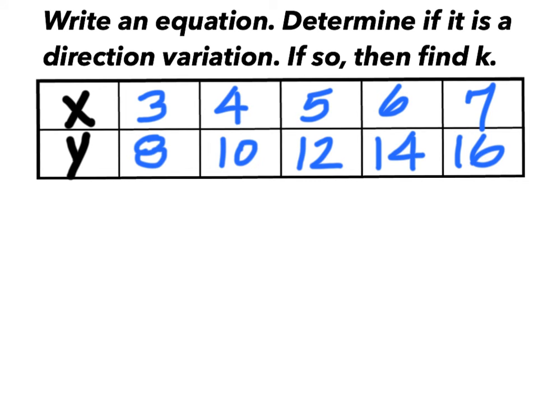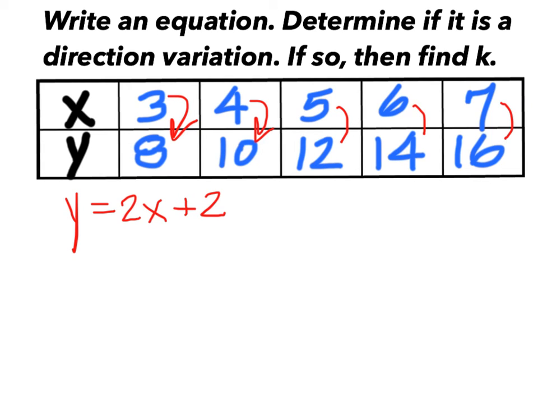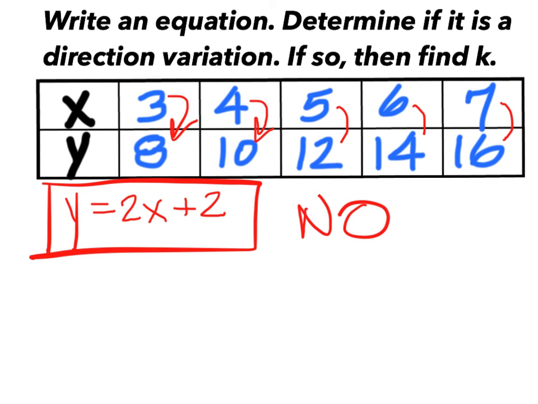We're going from 3 to 8. You could multiply by 2 and then add 2. Would that work here? And there? Does it work all the way through? Is that a direct variation? No.